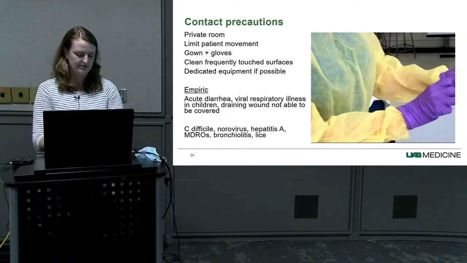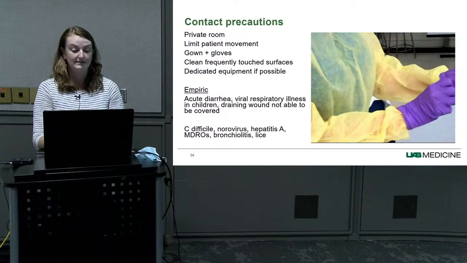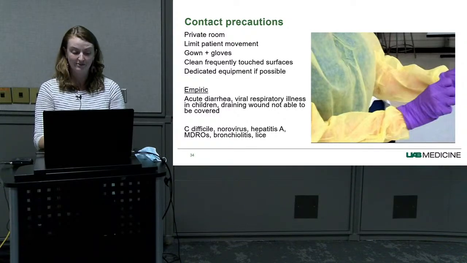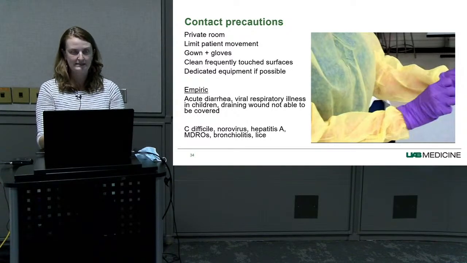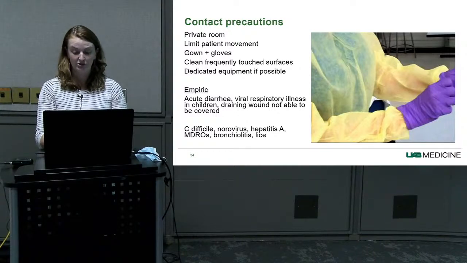Pathogens that you might also see that necessitate contact precautions include C. diff or norovirus, so thinking back to diarrhea. Hepatitis A, especially if they are having a GI illness with diarrhea and they are incontinent of stool, then they would need contact precautions. Potentially for cohorting, multi-drug resistant organism, either infection or colonization. Bronchiolitis, thinking about that respiratory viral illness in children. And moving on to a little bit of ectoparasites, so lice, in the first 24 hours of treatment of the patient.